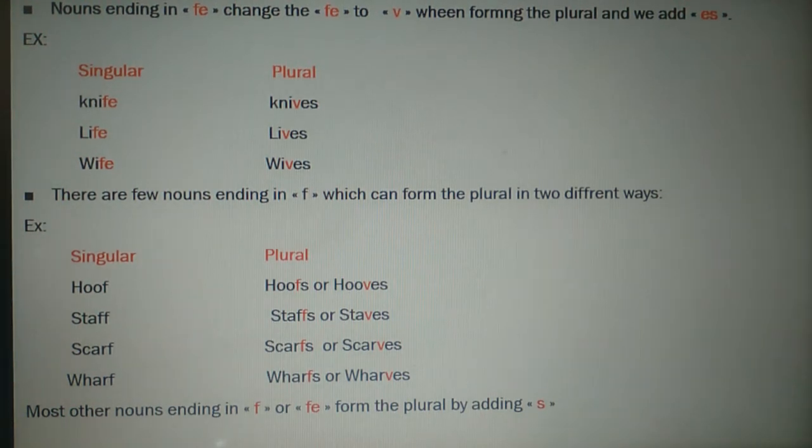There are few nouns ending in f which can form the plural in two different ways. For example, hoof, hoofs, or hooves. It works both ways. Most other nouns ending in fe form the plural by only adding s.